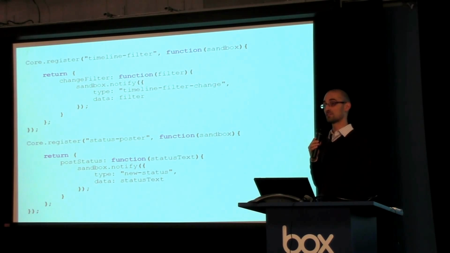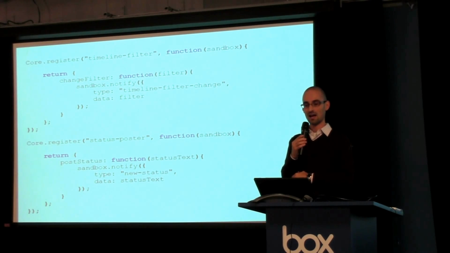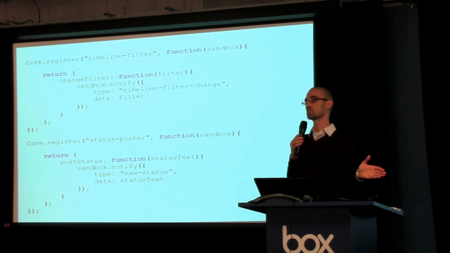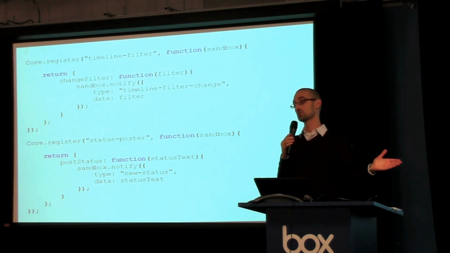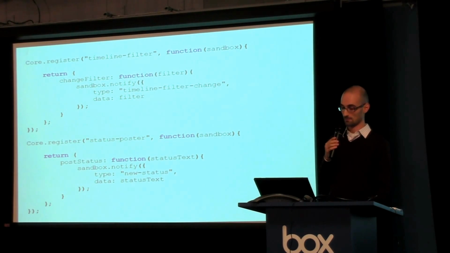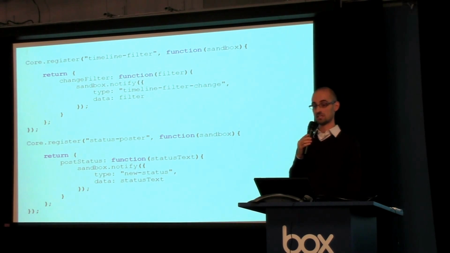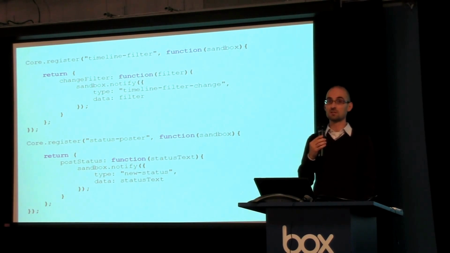So the timeline filter doesn't know anything about the timeline. All it's saying is, hey, I'm saying that the filter for the timeline needs to change. That's all I'm saying. You do it the way that you want to do it. Okay? And the status poster is doing the same thing. When the status is posted, it's saying, hey, a new status was posted. Here's the information about it, just in case anybody cares.